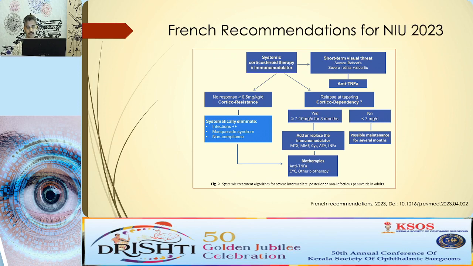They recommend that when you have a short-term visual threat, as in severe Behçet disease, or when you have severe retinal vasculitis, you go for upfront anti-TNF inhibitors. When you have corticoresistance, where you have to use more than 0.5 mg per kg of steroids to achieve remission, then you have to add an immunosuppressive drug. Or when you have corticosteroid dependency, as in when you require more than 7.5 milligrams per day of steroid to maintain a remission, then you have to add immunosuppressive drugs to it.